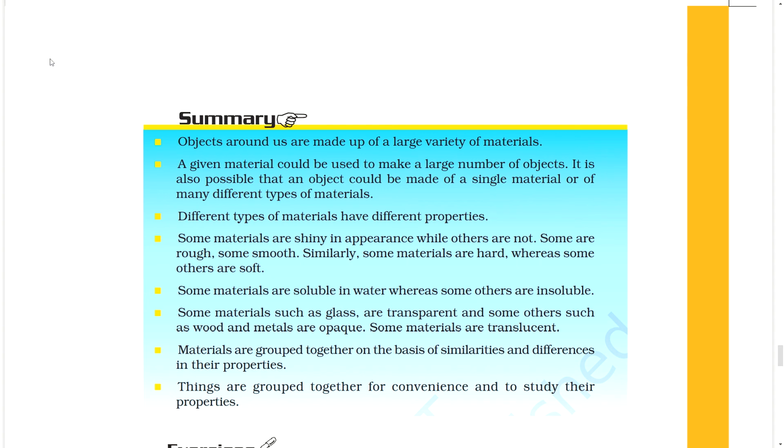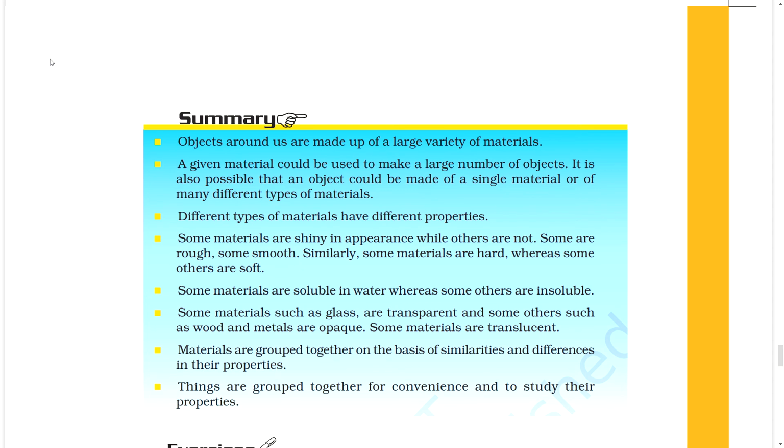Summary: Objects around us are made up of a large variety of materials. A given material could be used to make a large number of objects. It is also possible that an object could be made of a single material or of many different types of materials. Different types of materials have different properties. Some materials are shiny in appearance while others are not. Some are rough, some smooth.